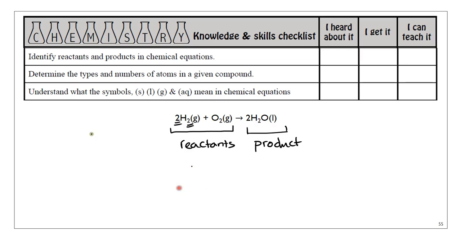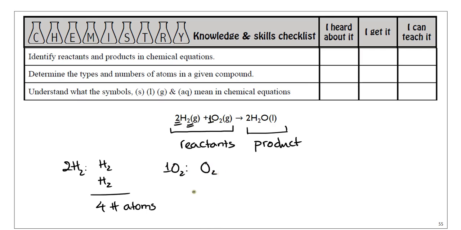I'm just going to write it here. So 2H2 means you have H2 and then H2. So you have a total of 4 H atoms. And then if there isn't a coefficient at the front, that is the same as having a coefficient of 1. So you just have 1 O2, which is 2 oxygen atoms.